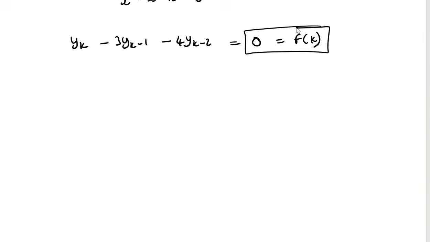Now, if we say to you y sub k minus 3 y sub k minus 1 minus 4 y sub k minus 2 equal to 0, where this is some function in k, now you see what we have here. We have the expression being equal to 0. Therefore, we have the right to say that that equation here is homogeneous.